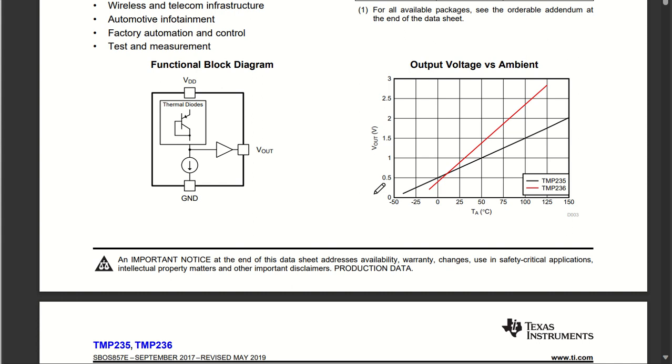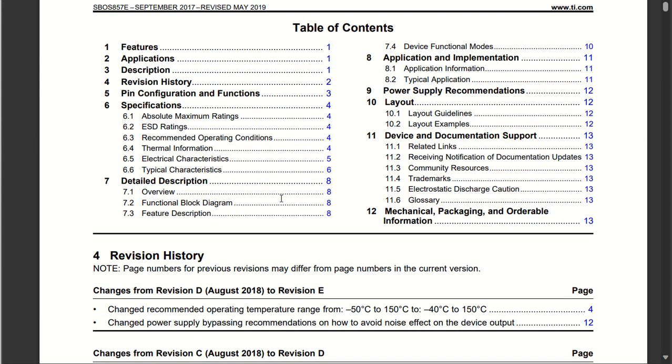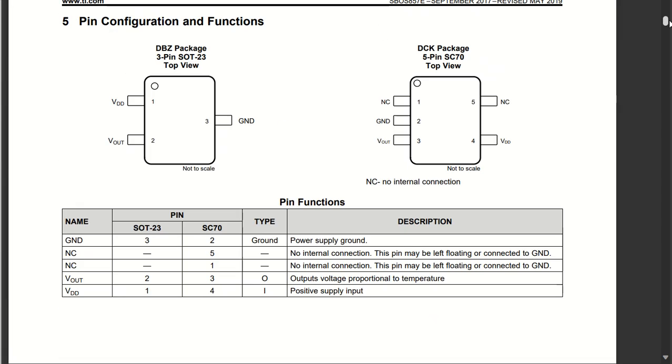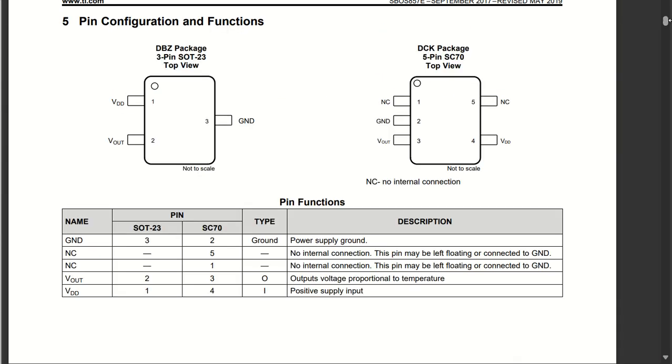Now let us move directly to the values that I was going to talk about. Typical characteristics, if you see, we will be able to find out. It has one more thing I want to say. It has two packages. One is the SOT23-3 package, and this is the SOT70-5 package. So a 5-pin package and a 3-pin package.